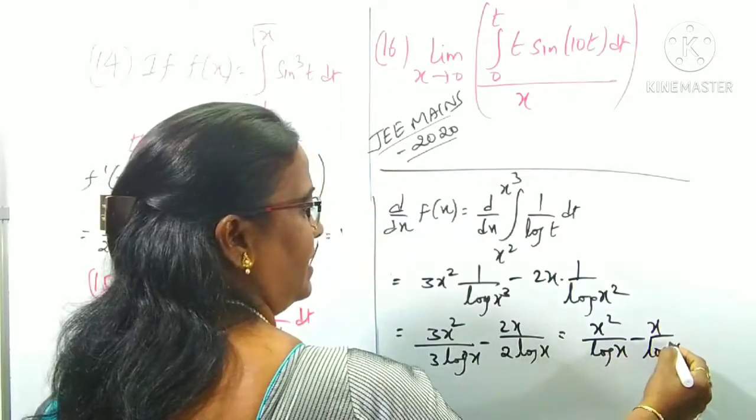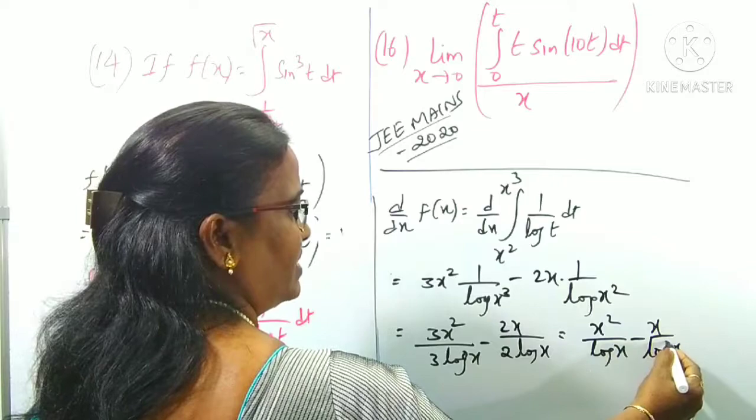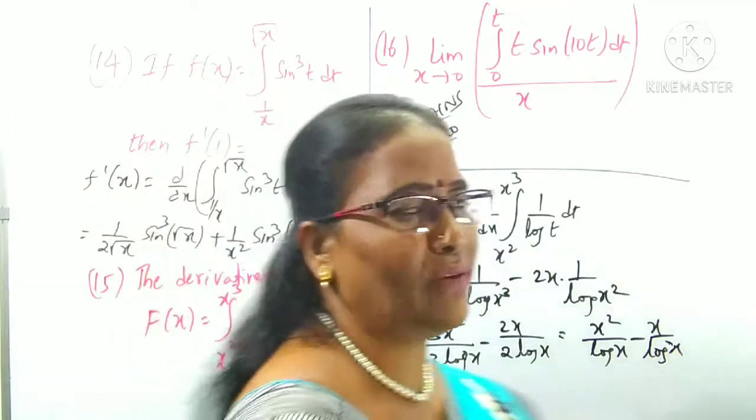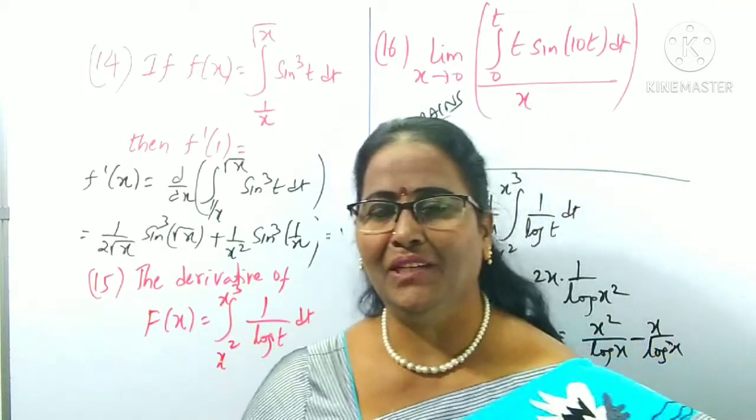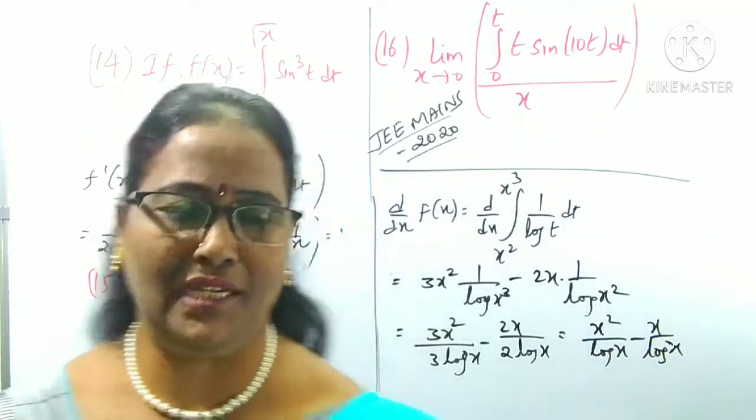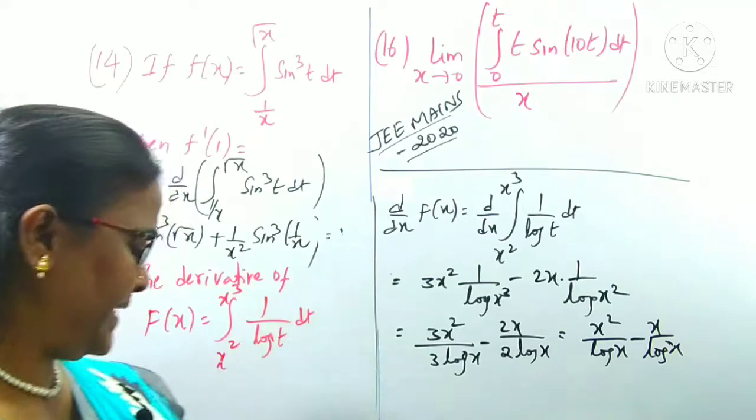So we want to take the simplification. We can take the simplification by taking the LCM. This is all our required solution for question number 15. Very simple. Okay, we have to use which rule? Leibniz rule. You know, same model.